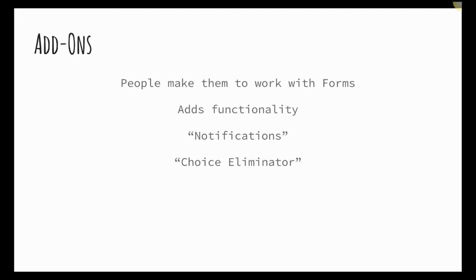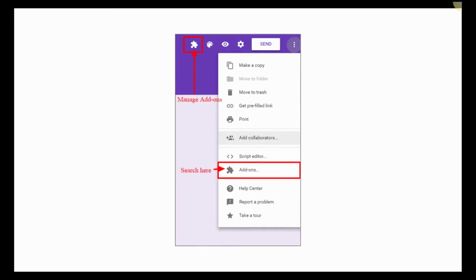The other one was the one I was discussing earlier called the Choice Eliminator add-on, where it allows you to use Google Forms kind of like a scheduling tool, where every time somebody selects an option on a multiple choice question, that option goes away. So that's a really neat thing too. But there are plenty of other add-ons, and you can find them when you go to your settings.